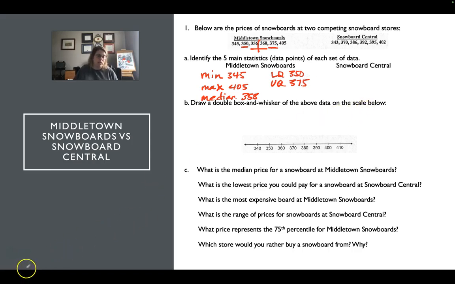If I can manage, I don't think I can change my... This pen's been a little bit of a pain. I wanted to change colors. But our minimum this time is 343. Our max is 402.